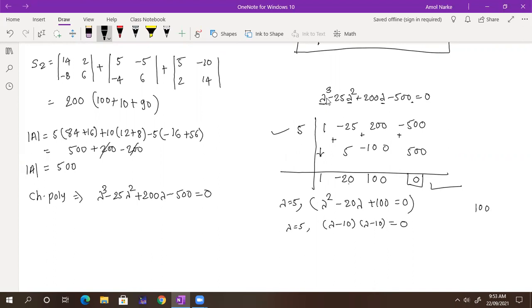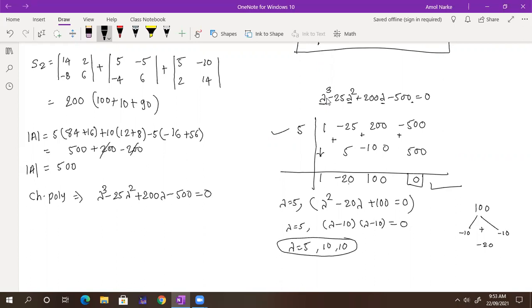You need to do the factorization, or find out the factors of 100 such that their addition becomes minus 20. So what you have here is minus 10 and minus 10. Minus 10 times minus 10 is 100, and the addition is minus 20. So lambda minus 10, lambda minus 10. So what are your roots? Your roots are lambda is equal to 5, 10, 10. These are nothing but your eigenvalues.